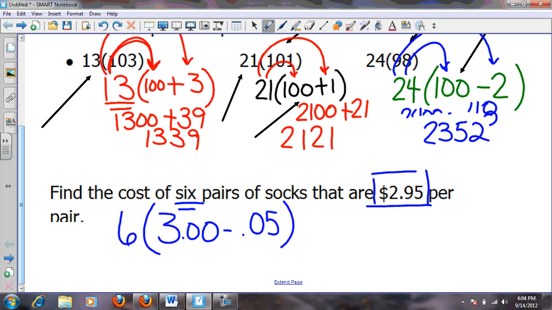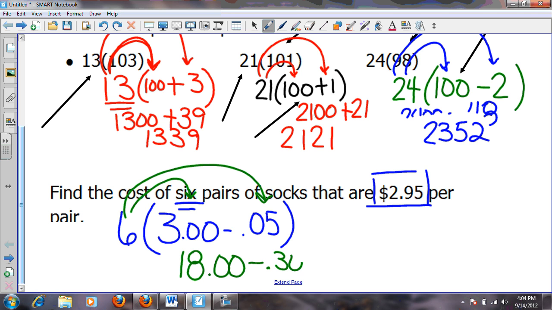When I multiply 6 times $3, I get $18. Minus, when I take 6 times 5 cents, or 6 nickels, I get 30 cents. Therefore, the cost of 6 pairs of socks at $2.95 per pair would be $17.70. That covered example 2 and quick check 2 on page 80.